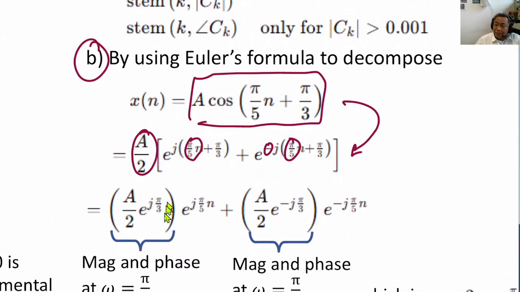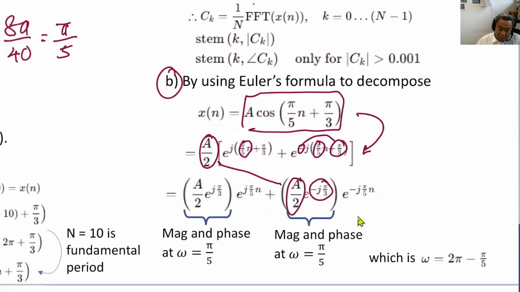Now, to be very explicit, what we then do is open up this bracket and distribute this e^(j pi over 3) to be outside, seated on the same side as the magnitude. So we have the magnitude and the phase at this frequency, pi over 5. And then again, we have A over 2 here, and the phase will become a negative phase. So you have a magnitude and a negative j pi over 3 as a phase at the negative frequency minus pi over 5. So this is how we do it.